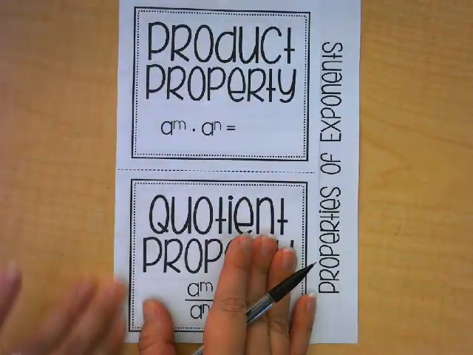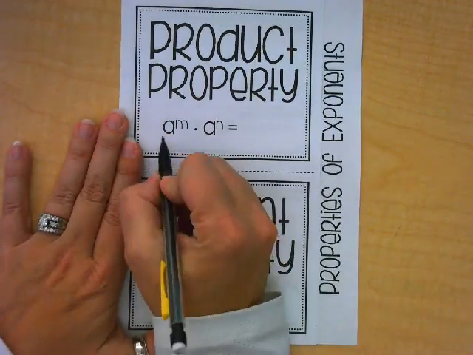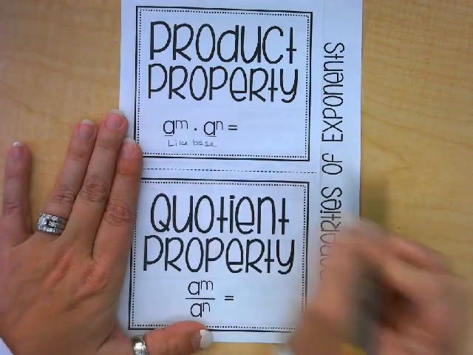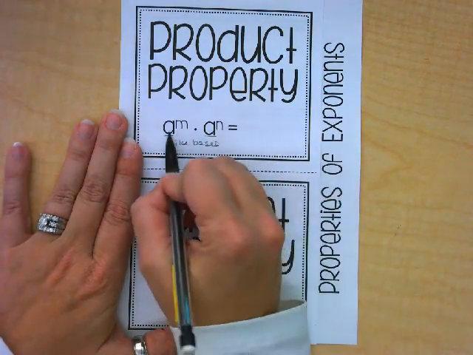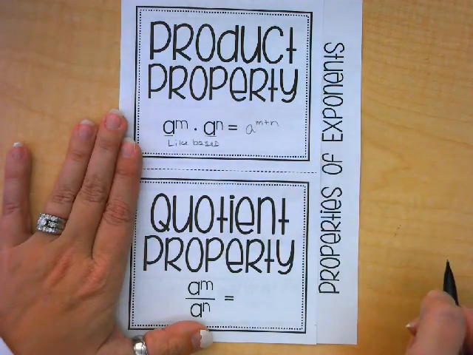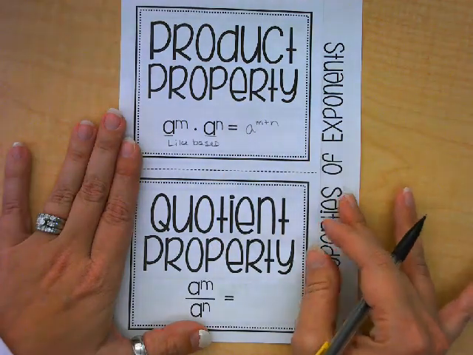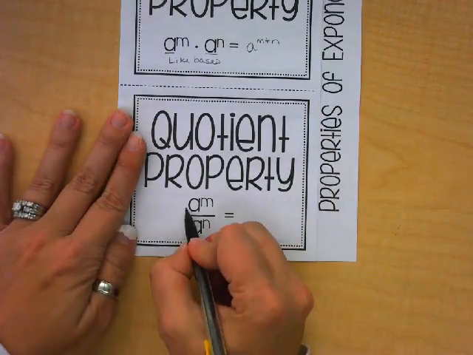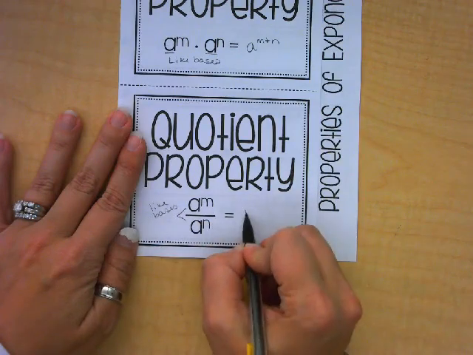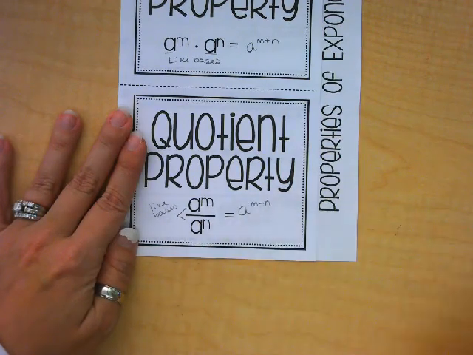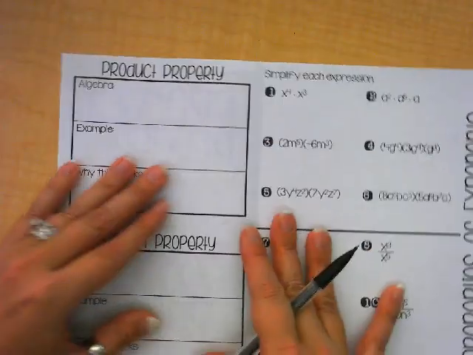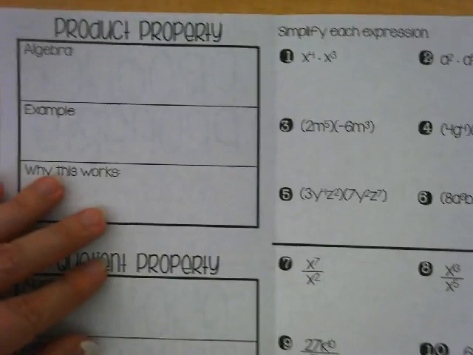So with the product property, if you have like bases, be it numbers or letters, then you can take your exponents and you can add them. When we're dividing, again, we have to have like bases. Then you can take your exponents and you can subtract them. So we're going to elaborate on that today, and we'll do some examples with some numbers.